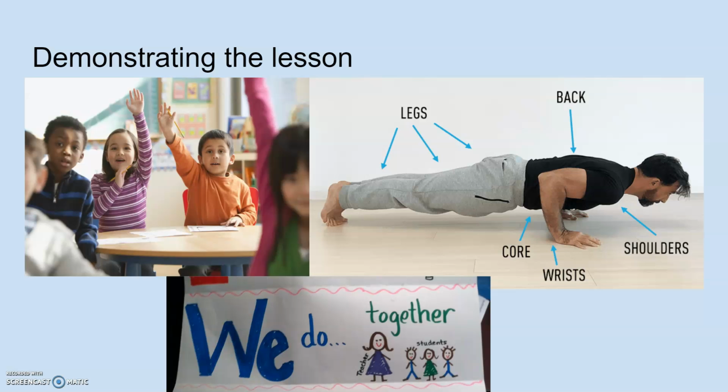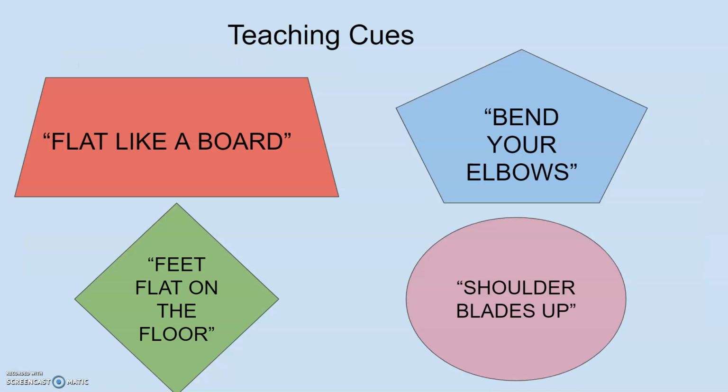When the teacher is ready to teach the lesson, he or she will ask for a student volunteer. Then the teacher will demonstrate each of the exercises with the volunteer and use the following teaching cues. Flat like a board. Bend your elbows. Feet flat on the floor. Shoulder blades up.